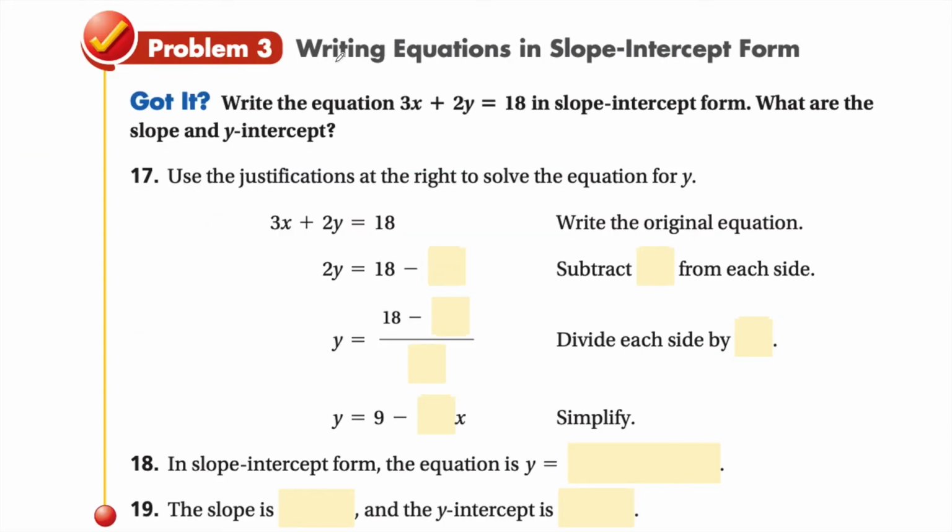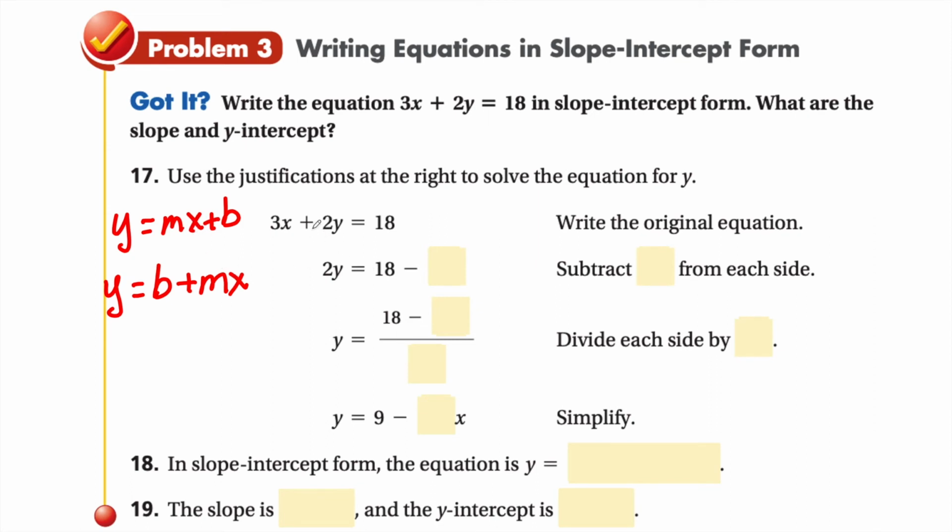Problem 3, writing equations in slope-intercept form. So in order for us to get into the slope-intercept form, we must set it equal to y. So y must be by itself, it must equal the mx plus b. It doesn't necessarily have to be in this order, it could absolutely be y equals b plus the mx. It doesn't matter the order because addition is commutative.